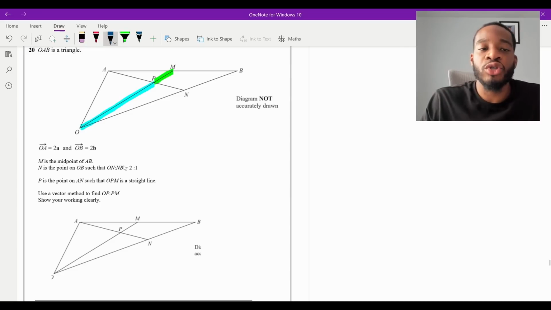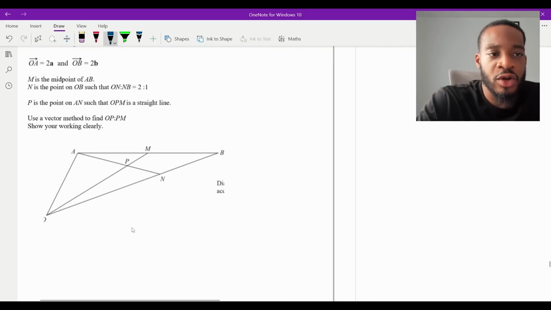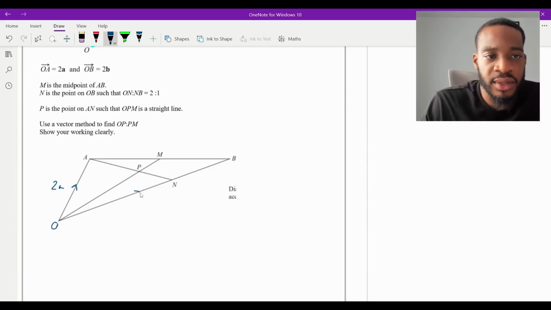So essentially what I want to do is figure out expressions for O to P, right? Now, what can I do here? Well, firstly, let's look at the information given in the question. We know that O to A is equal to 2A and O to B is 2B. So let's label that. I'll put an O here. That is a 2A, and then this one is 2B.